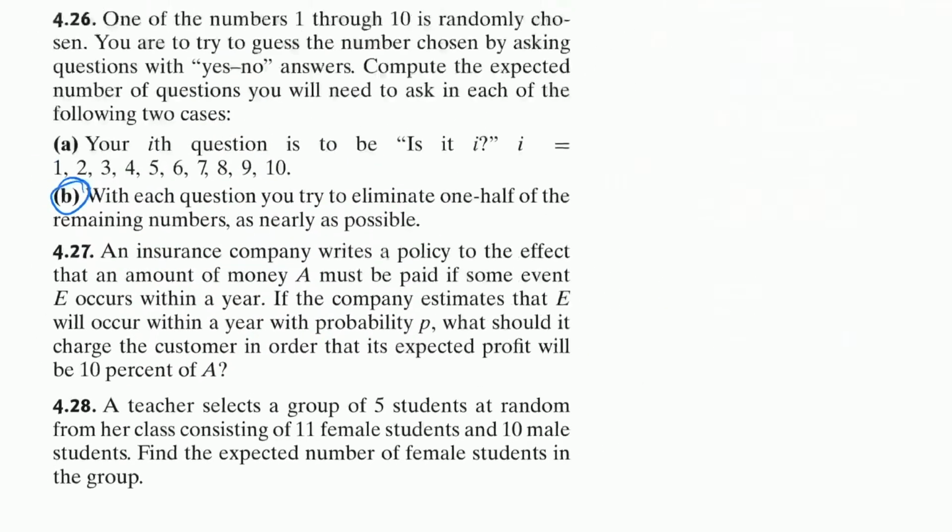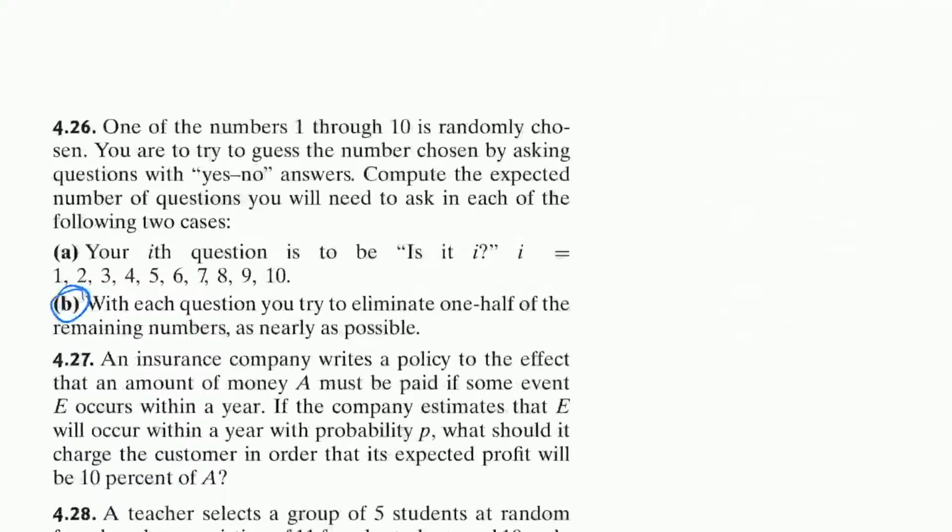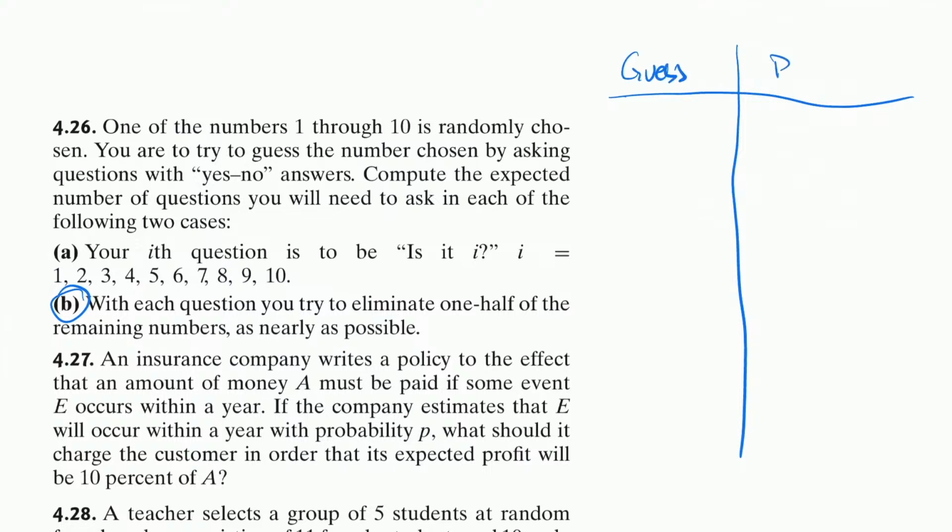And how would you do A? So with A, the ith question is, is it i? So this is a randomly chosen number, so there's a 1/10 chance that you get it on the first guess. So here's how I do it: guess, and then probability. To get it on the first guess, the number has to be the number 1. So it's a 1 in 10 chance.